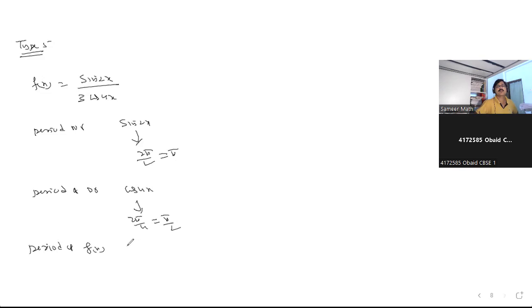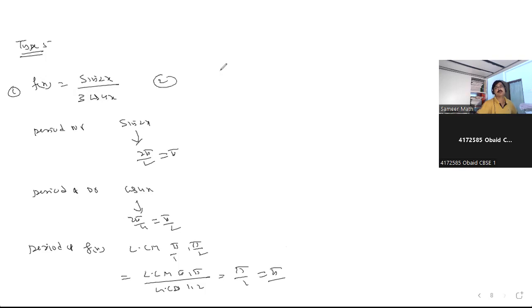So now the period of f of x means LCM of pi and pi by 2. You know, LCM of the numerators, GCD of the denominators. LCM of pi and pi is pi, and GCD of the denominators 1 and 2 is 1. So the answer is pi. One example I have taken. Now I would like to take another example.